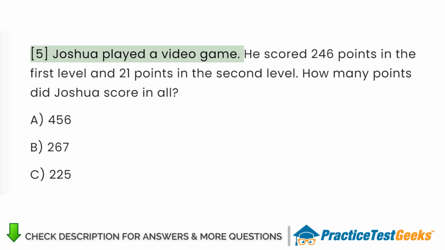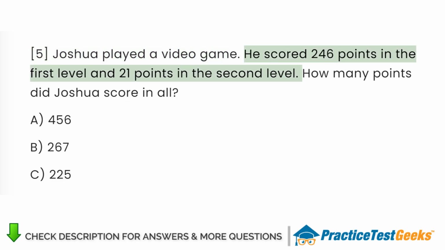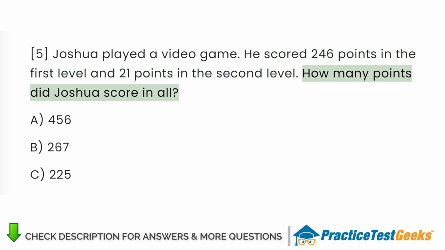Joshua played a video game. He scored 246 points in the first level and 21 points in the second level. How many points did Joshua score in all? A. 456. B. 267. C. 225.